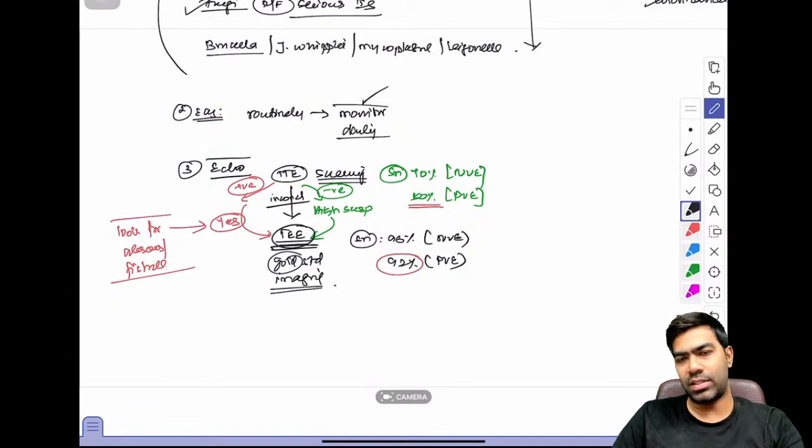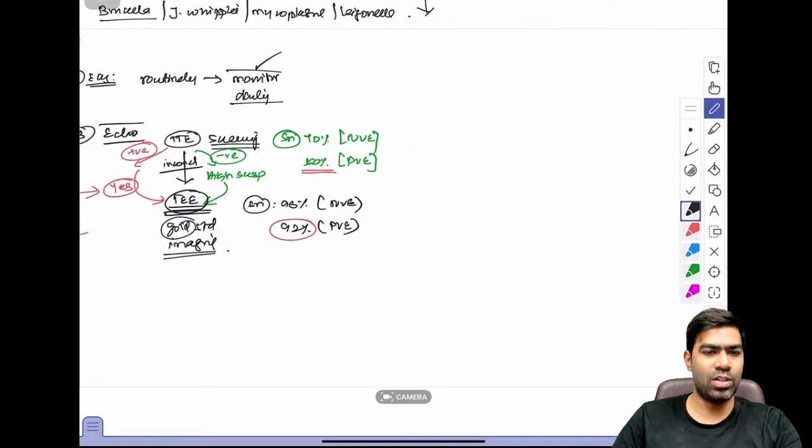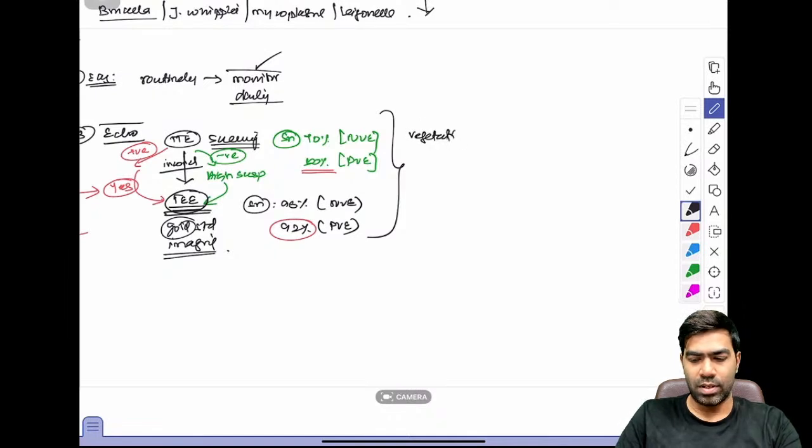Remember, TEE still misses around 4 to 8% of patients, depending on whether it's native valve or prosthetic valve endocarditis. But nevertheless, transesophageal echo is the imaging gold standard, which I've told you multiple times. So what are the things you're going to look for? The most important thing is the vegetation on the valves. So what is the vegetation basically?